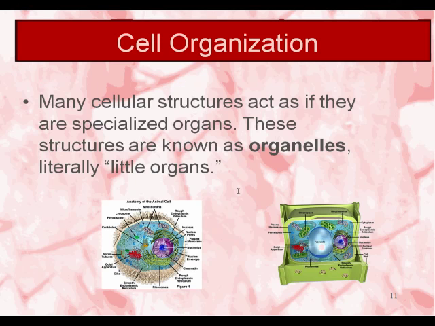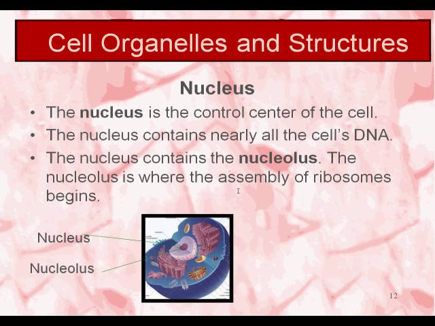Many cellular structures act as if they are specialized organs. These structures are called organelles. They are literally little organs because they perform specific functions for the cell. The nucleus is the control center of the cell. The nucleus contains nearly all of the cell's DNA. The nucleus contains the nucleolus. The assembly of ribosomes begins in the nucleolus. The nucleus and the nucleolus have been labeled in the diagram of the cell below.